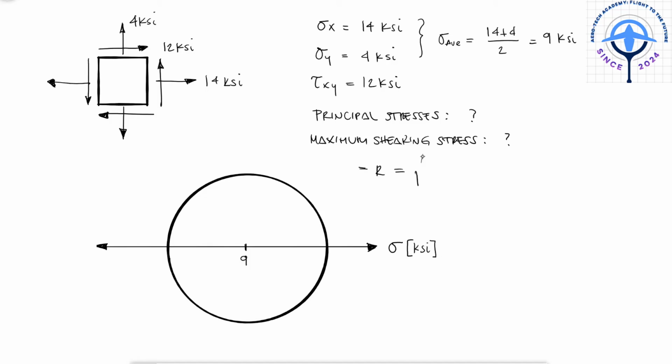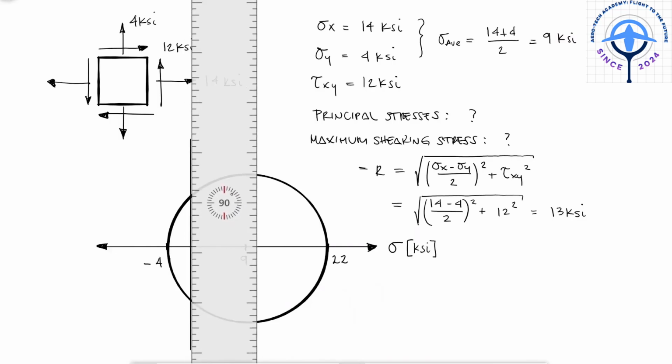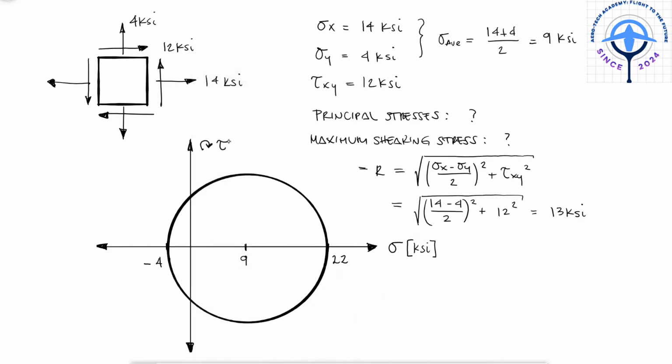The maximum shearing stress will be equal to the radius of our circle, which we have derived an expression for. With the value for the radius, we know that the maximum stress will be 9 plus 13, and the lowest stress will be 9 minus 13. Knowing where the 0 would be, we can now draw the y-axis, or the axis for the shearing stress.